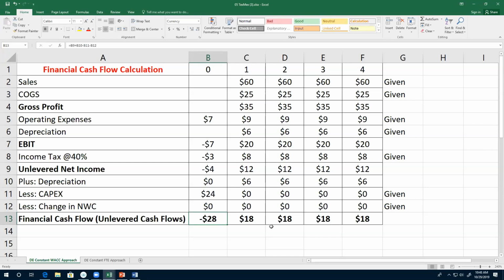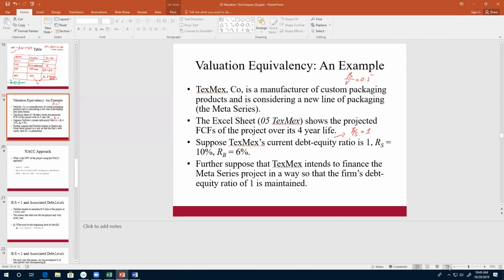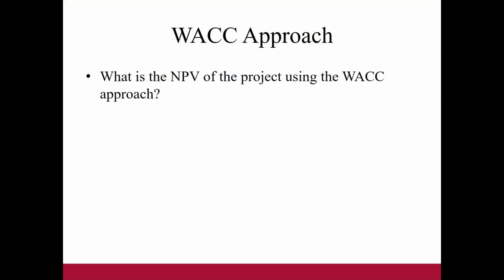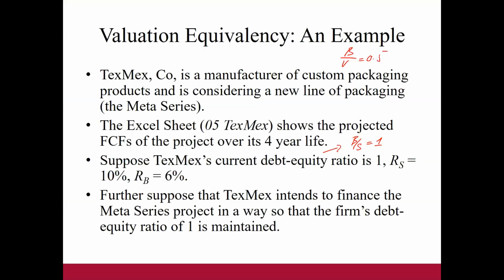You might say, let's calculate the net present value of this project. You have the financial cash flow, so that's great. What's the other thing that you need? The discount rate, right? And the WACC approach to valuation will say, well, figure out the weighted average cost of capital. Fortunately, you have information on that as well, because your cost of debt is given at 6%. Your cost of equity is given at 10%.